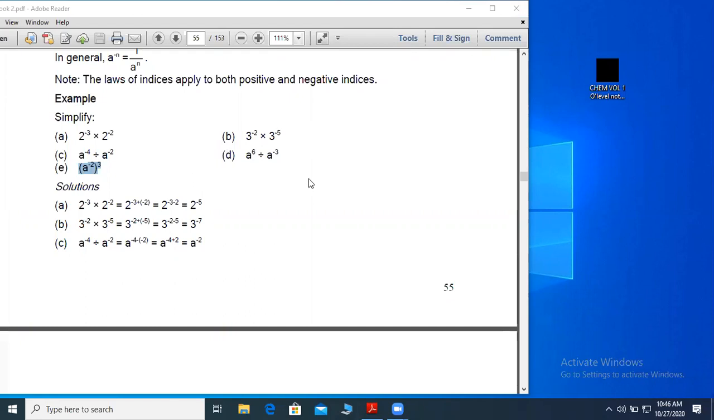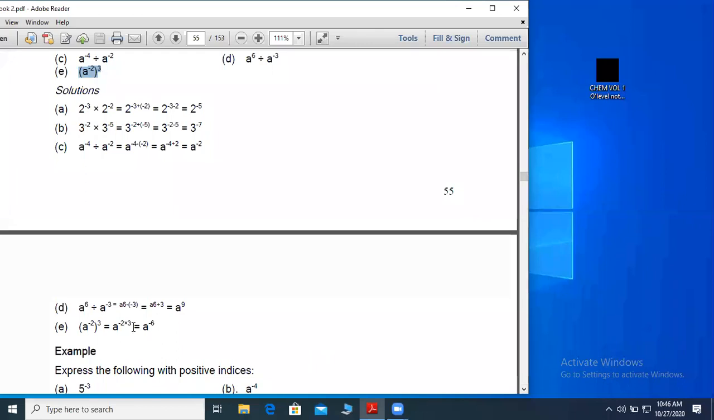Joshua, Immaculate, Godi, you have not said anything. 8 power negative 6 is the answer we get from here. What will be the final answer? How shall we treat it? Sarah, how shall we treat it? 1 out of 8 power 6. Very good. So when we have 8 power negative 6, this is the same as 1 out of 8 power 6.